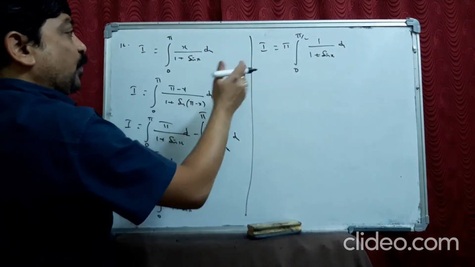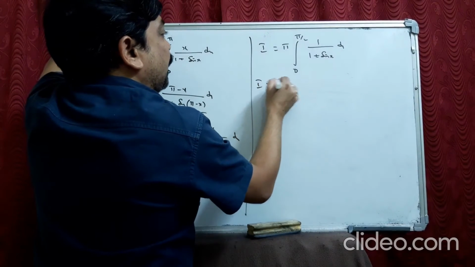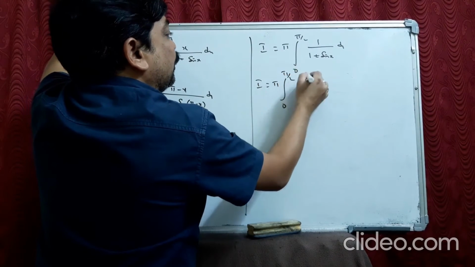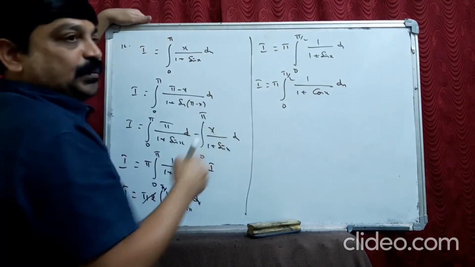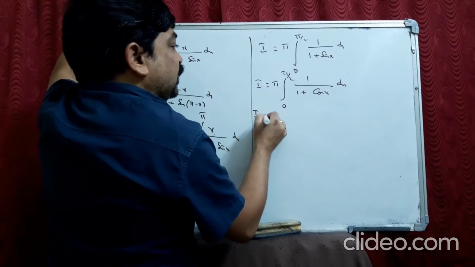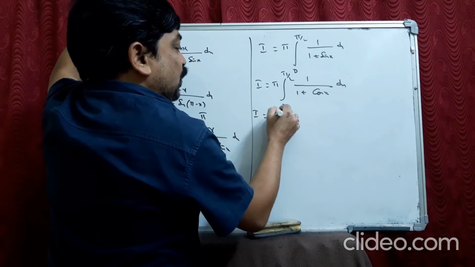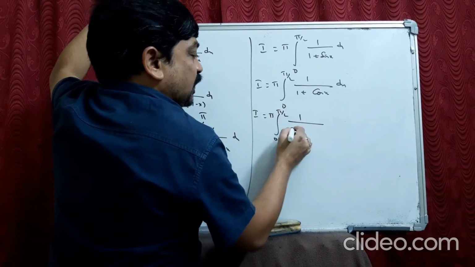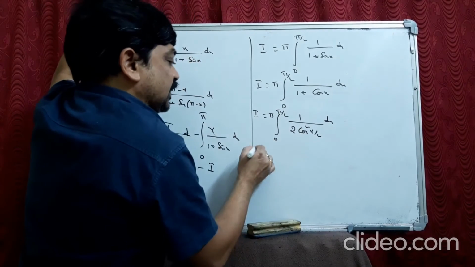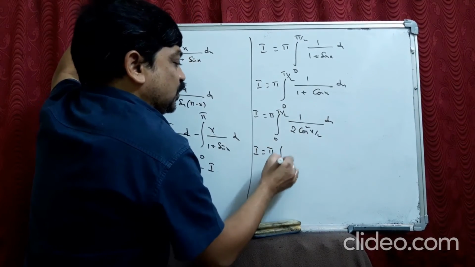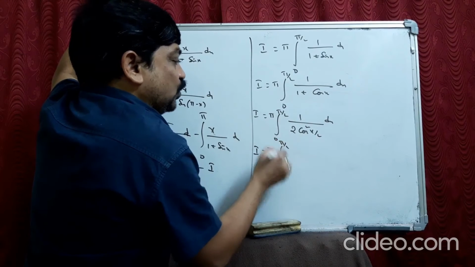Again I will apply the property, so that it becomes pi into integral 0 to pi by 2, 1 by 1 plus cos x dx. Why did I bring it into cos x? Because 1 plus cos x can be taken as 2 cos square x by 2. So it becomes pi into integral 0 to pi by 2, with 1 by 2 outside.